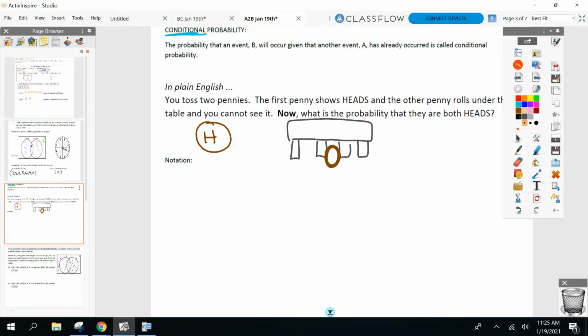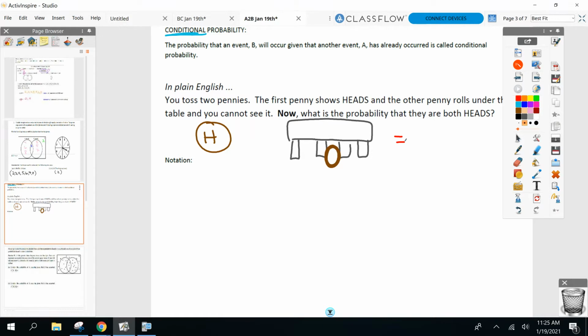What's the probability now that both of them end up being a head? You already know the first one was a head. That's given. Given the first one's a head, what's the probability that both of them are a head now? Anybody want to take a stab at that? Probability that both end up being a head, after you already know the first one is. What are the chances that they're both going to be heads then? Anybody want to take a stab?